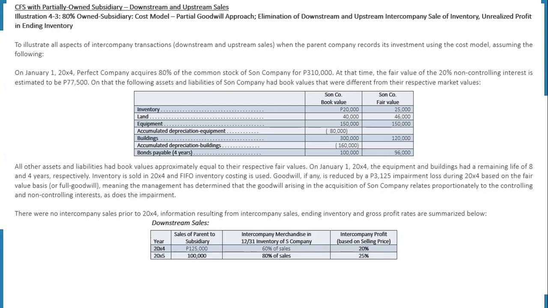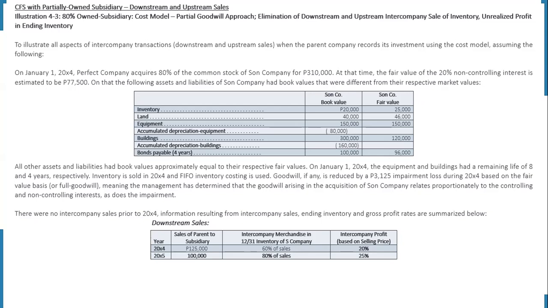There were no intercompany sales prior to 20x4. Information resulting from intercompany sales of ending inventory and gross profit rates are summarized below. So we have now the first year, 20x4, 20x5, 20x6.